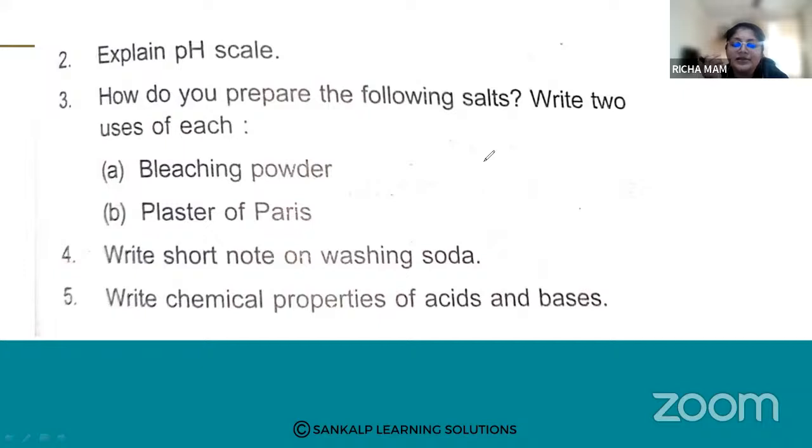When you put bases in water, they produce alkali. What is the pH of bases? It is from 8 to 14. When bases react with metal, they produce hydrogen gas. Fine. So these are some of the properties of bases also. Like this, you can write acid and base properties.